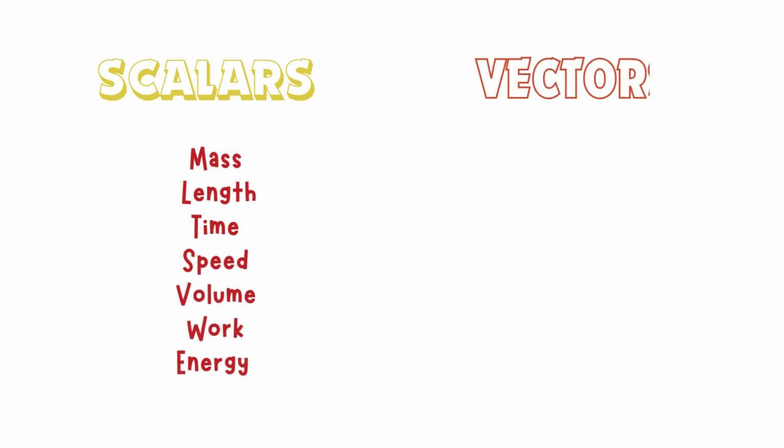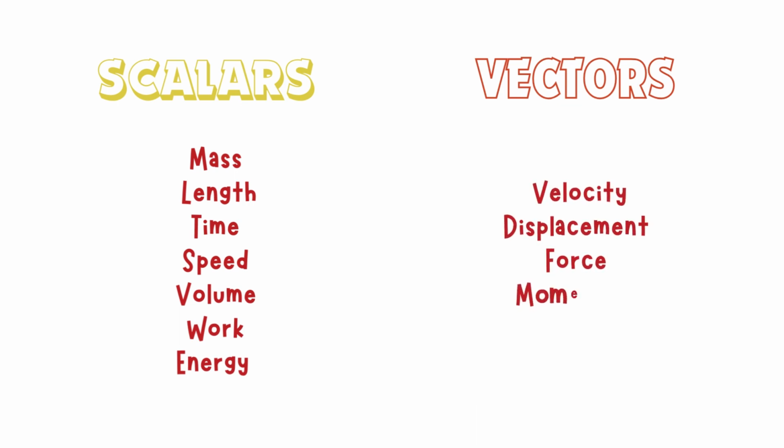Some of the scalar quantities are mass, length, time, speed, volume, work and energy. Whereas if we take a look at some examples of vector quantities, they include velocity, displacement, force, momentum, and torque.